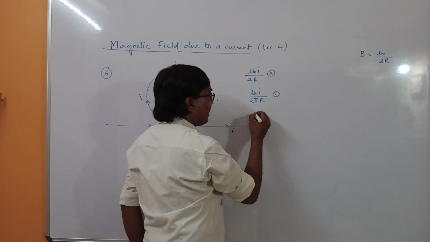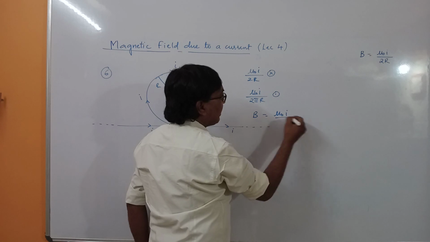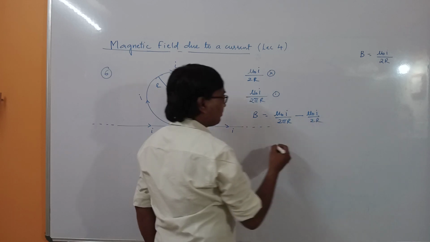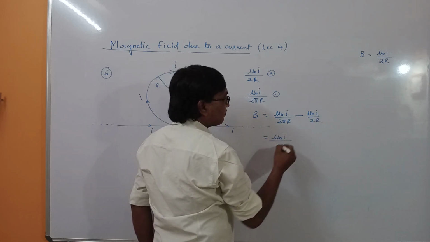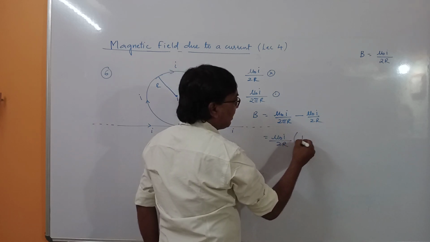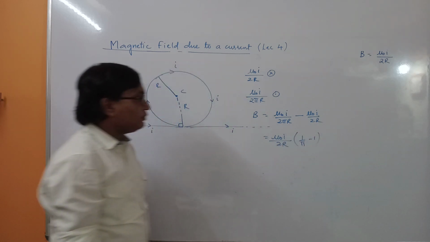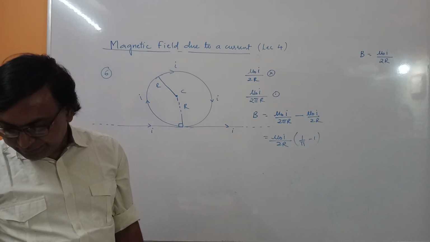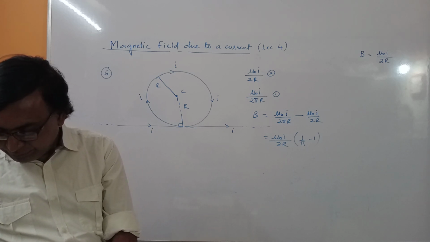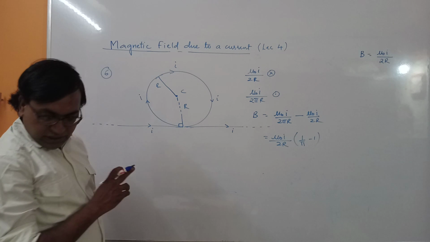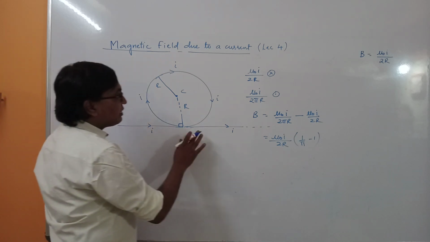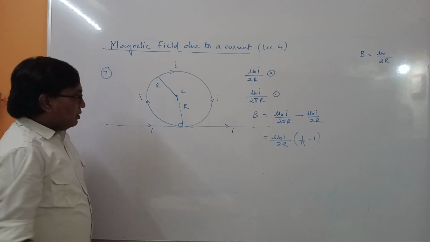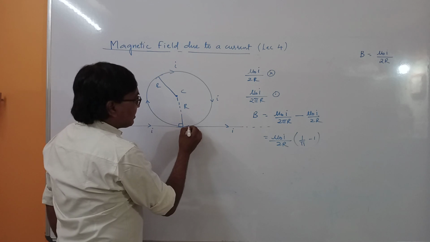So total field, taking outward direction as positive, is mu naught I by 2 pi r minus mu naught I by 2r. So this will be mu naught I by 2r into (1 by pi minus 1). Okay, outward direction we are taking positive. Then next, yes, same, but here there is a slight change in the connection. So actually this wire is going like this.